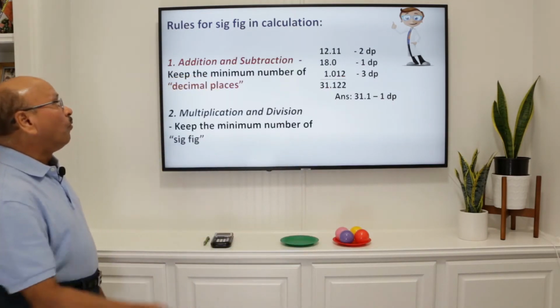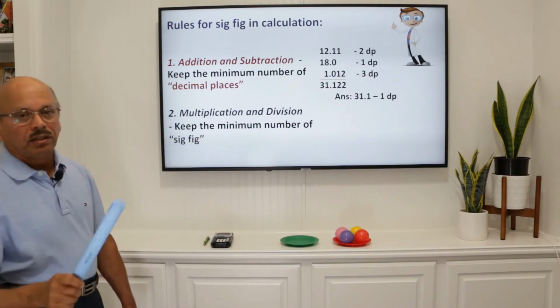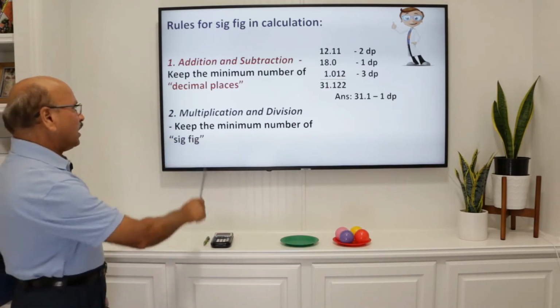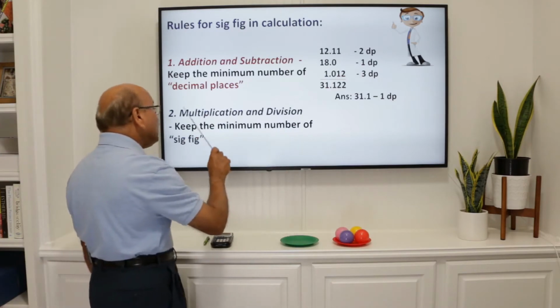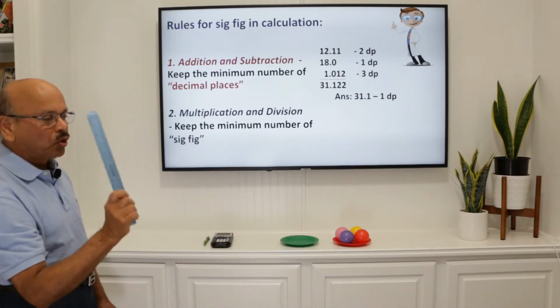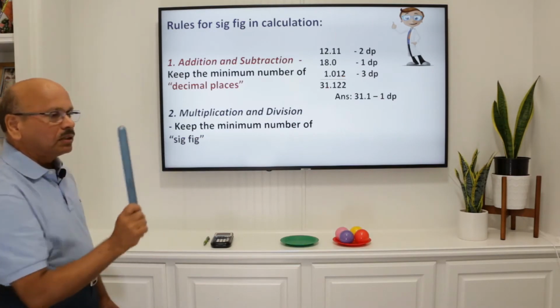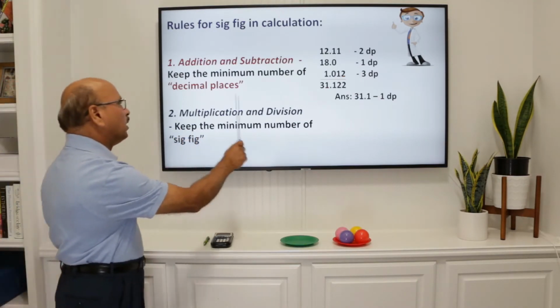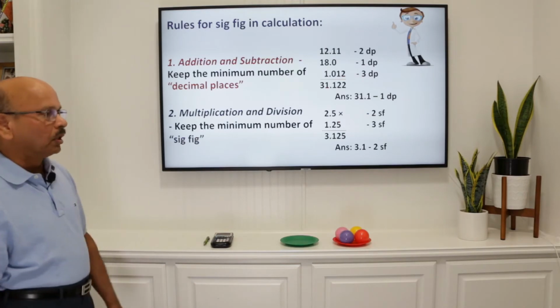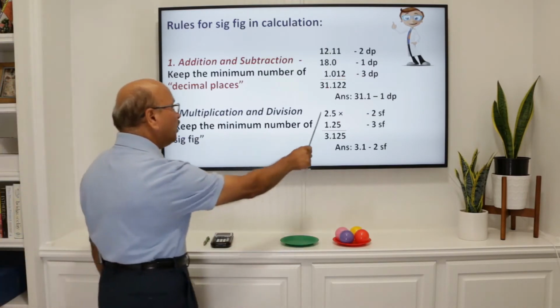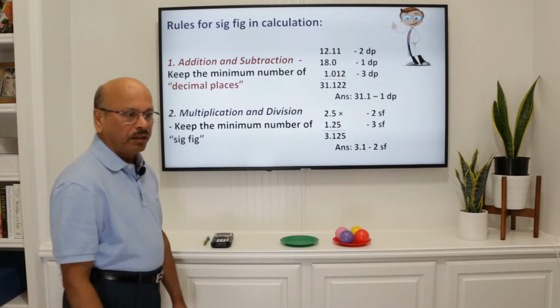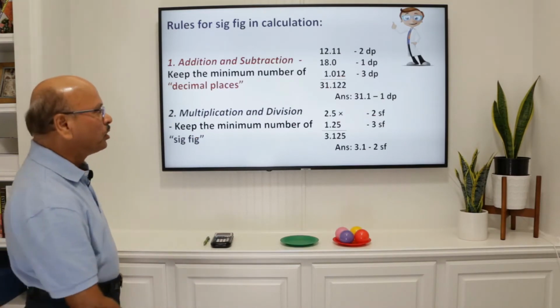Okay. Now, in multiplication and division, just look at this. Keep the minimum number of significant figures. So just remember that. Don't forget this idea. So significant figure is the thing when you multiply or divide. So let's take this particular case. 2.5 you are multiplying with 1.25.